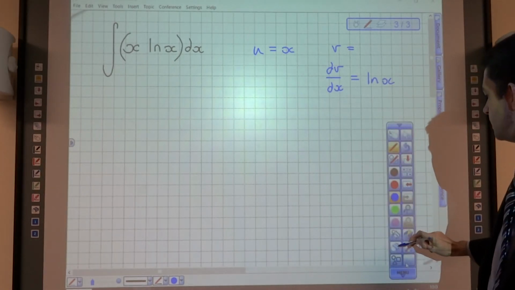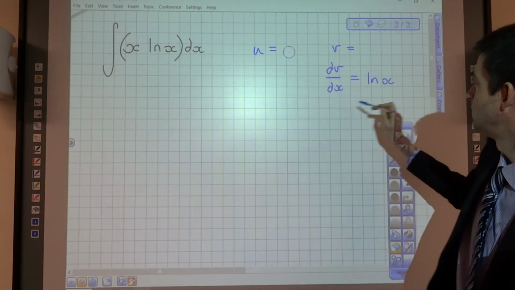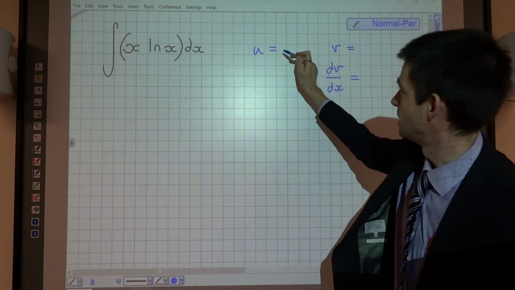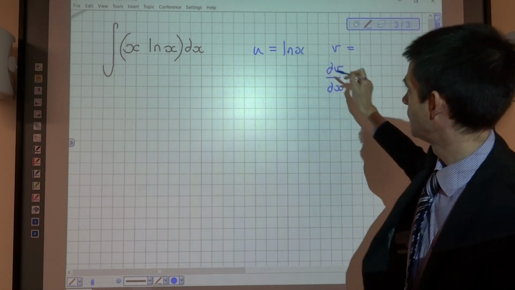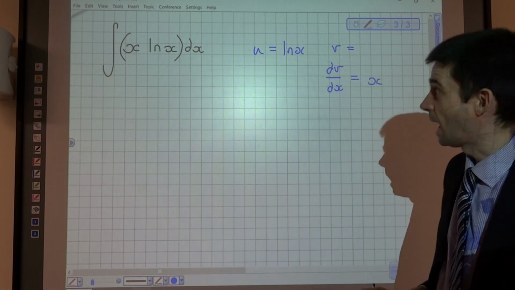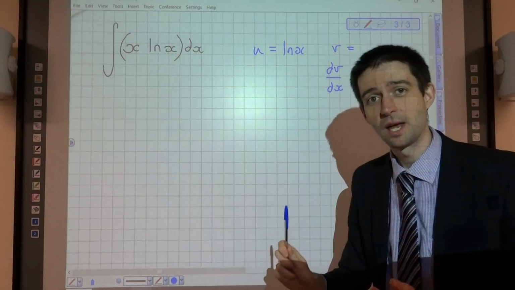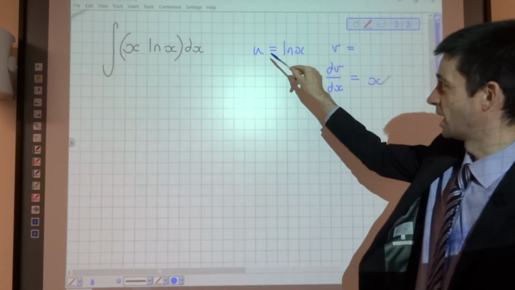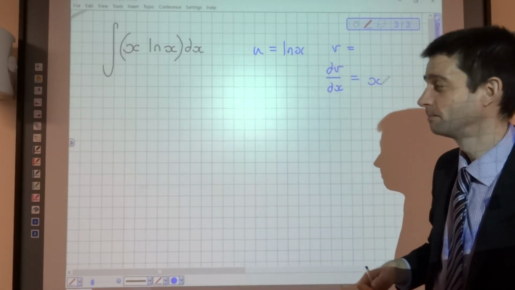So rather than saying that x is u and ln x is dv dx, we're going to say that u is ln x and dv dx is x. So this is the exception. You call the easy bit u unless there's a ln, in which case u is the ln bit.